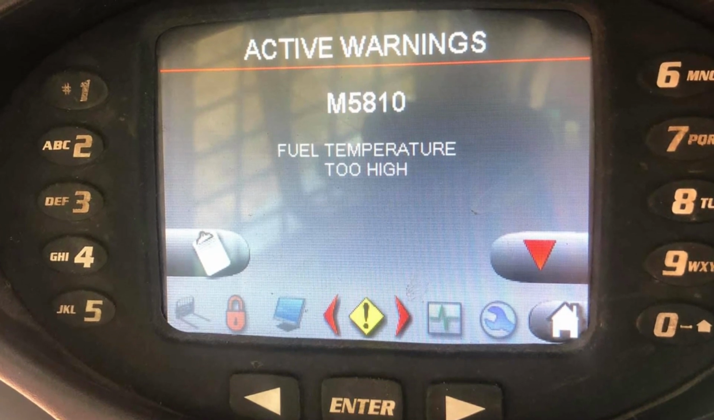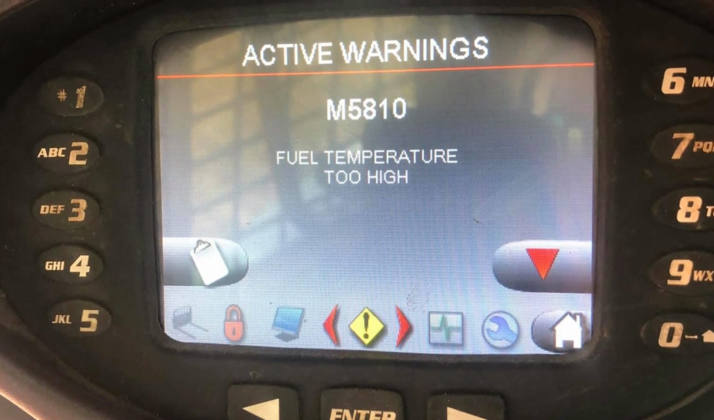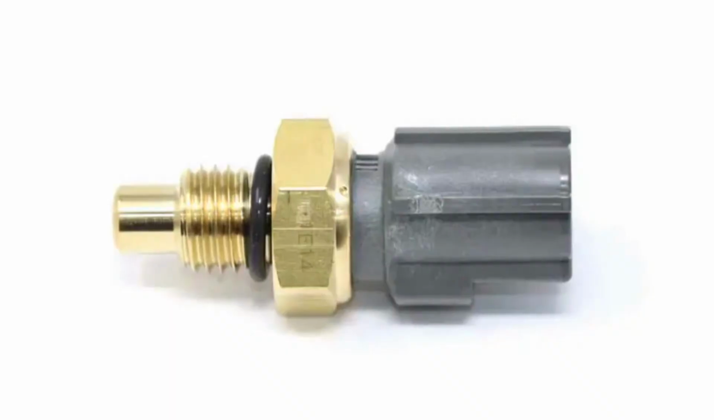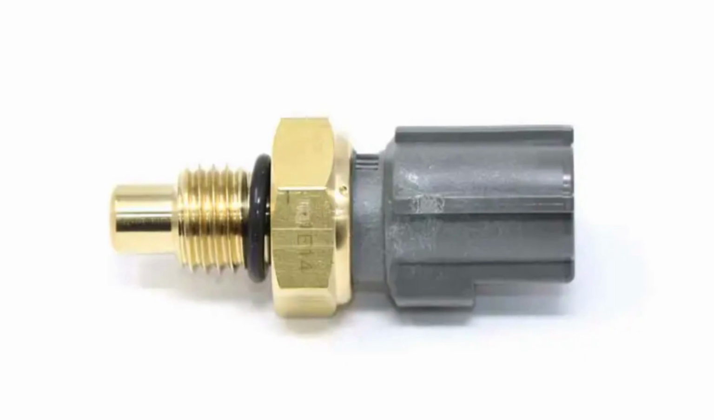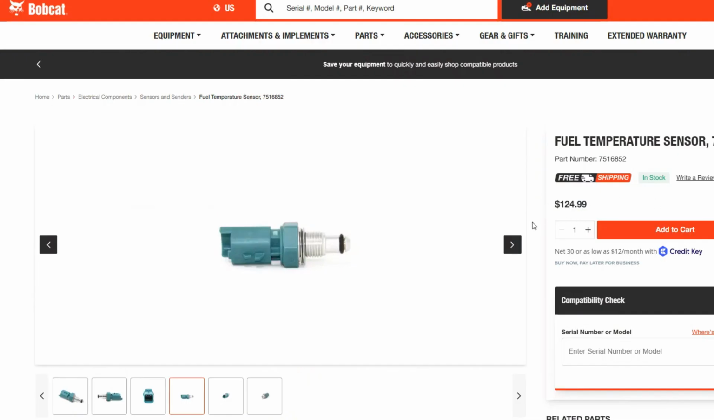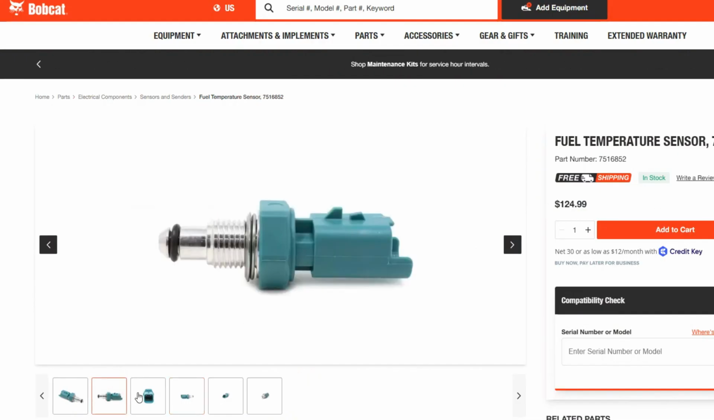The M5810 code in your Bobcat loader means that the computers register high fuel temperature. There is a dedicated fuel temperature sensor that is part of the fuel pump assembly, and although it's pretty hard to get to, you can replace it on your own. The new sensor is about $120, and this is a good place to start with.